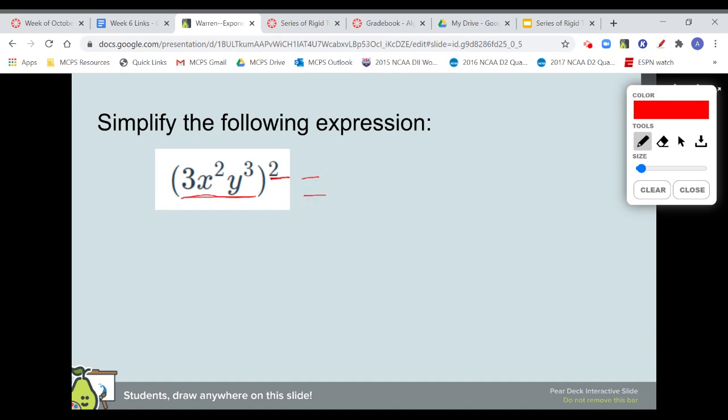So I'm going to write this out. And first, that 3 needs to be raised to the second power. Next, x squared needs to be raised to the second power. And that's x to the 2 times 2. And then y cubed needs to be raised to the second power. So that becomes y to the 3 times 2. And if I simplify this out, 3 squared gives me 9. X to the 2 times 2 gives me x to the 4. And then here we have y to the 3 times 2, that gives me y to the 6.